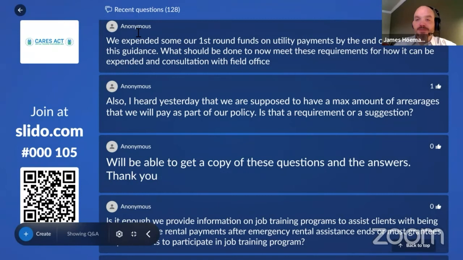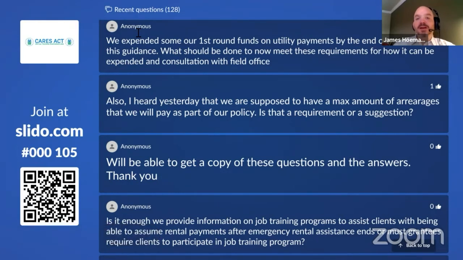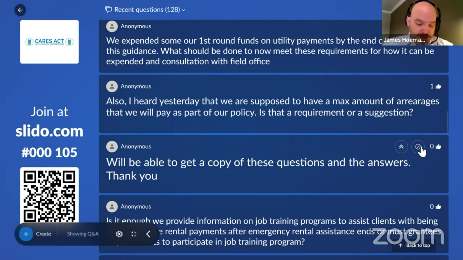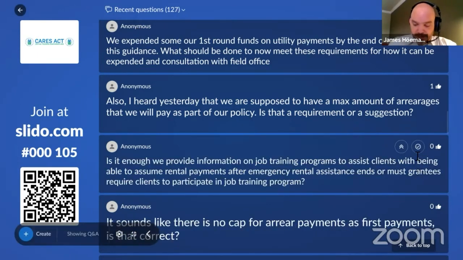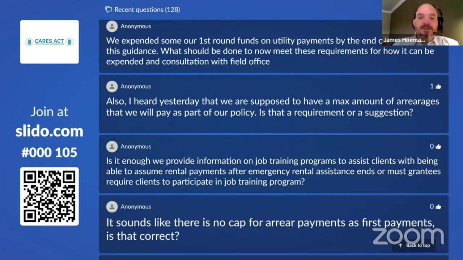So I heard yesterday, it's supposed to have a max amount of arrearages that we will pay as part of our policy. Is that a requirement or a suggestion? Again, this goes back to how you set up your program. And you were probably listening in on the housing models session itself. So in your policies and procedures, you've got to make that determination with how far back you are going to go in arrears. And again, this is where you're looking at what's necessary and what's reasonable.